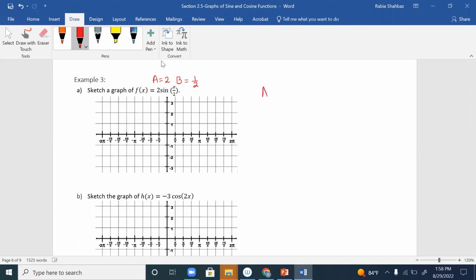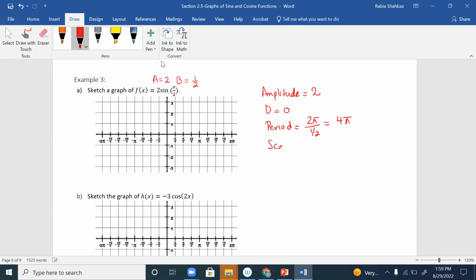So first, that A value indicates that the amplitude of this function is 2. The midline is 0, so D being 0 means the graph is oscillating about the x-axis. There is no vertical shift. The period, which is calculated by dividing 2 pi by B, is going to be 4 pi.